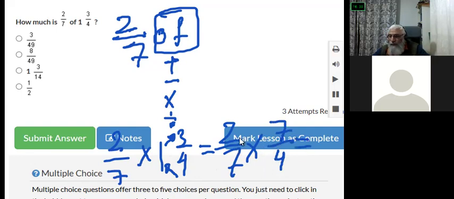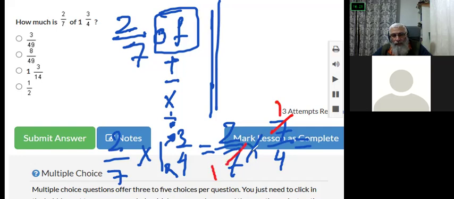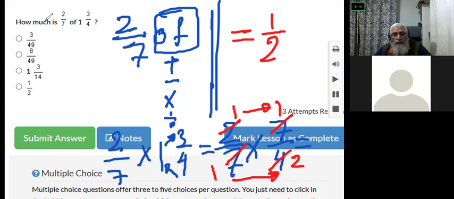Can you simplify something here? You can simplify 7 and 7: 7 divided by 7 equals 1, and 7 divided by 7 equals 1. And 2 and 4: 2 divided by 2 equals 1, 4 divided by 2 equals 2. So the result is 1 times 1 over 1 times 2, which is 1 half. So the result is 1 half.